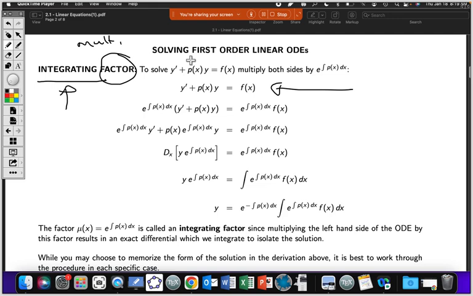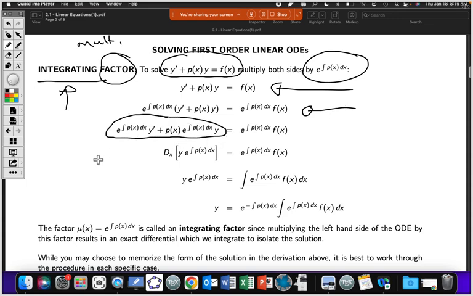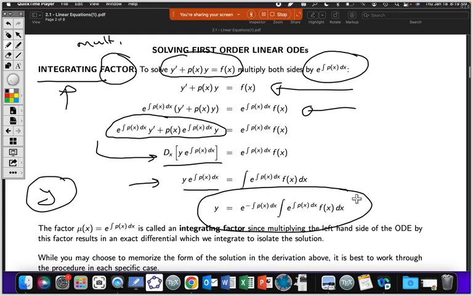We're going to put the equation into the standard form, and I'm going to calculate e to the integral p of x dx. We're going to multiply both sides of the equation by this factor. That's going to turn the left-hand side into an exact differential. And then I can undo the derivative by integrating. So there I've undone the derivative. Now I can get y by itself, which is the whole point of the differential equation. Now we get this thing over here, which you could certainly memorize this formula, but I think it's better just to work through the procedure each time.